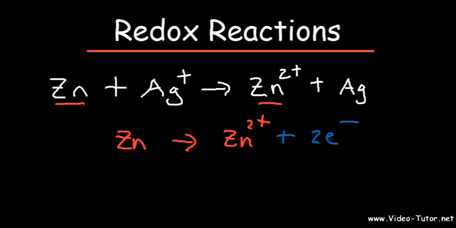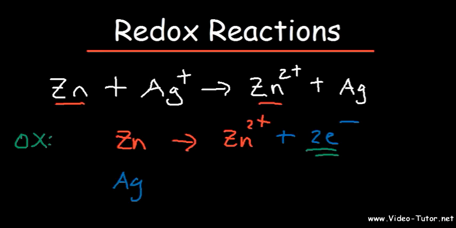You always want to add the electrons to the side with a higher charge. So this half reaction is balanced. By the way, this half reaction is known as oxidation. Whenever you have electrons on the right side, electrons are lost. Zinc gave away electrons, so it's oxidation.